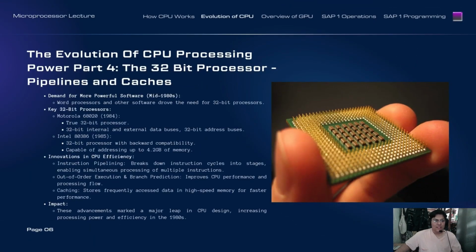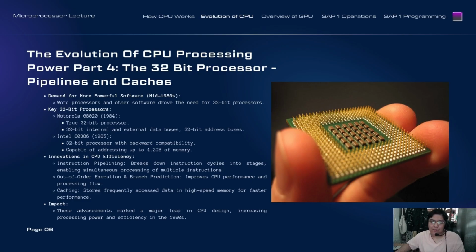Now, moving on to the last part of our four-part series on the evolution of the CPU: the 32-bit processor, pipelines, and cache. By the mid-1980s, the demand for more powerful software, such as word processors, led to the rise of 32-bit processors. In 1984, Motorola released the 68020, a true 32-bit processor that became popular for desktop computers, offering 32-bit internal and external data buses as well as 32-bit address buses.